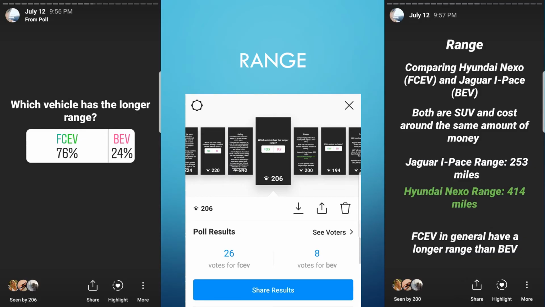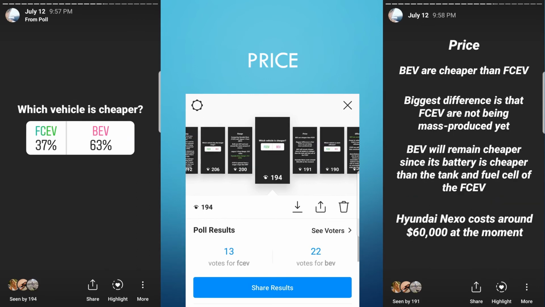The first area I looked at was range, where I provided a comparison between 2 comparable vehicles with the same size on the right side. Also price, where I explained why battery electric vehicles are cheaper.